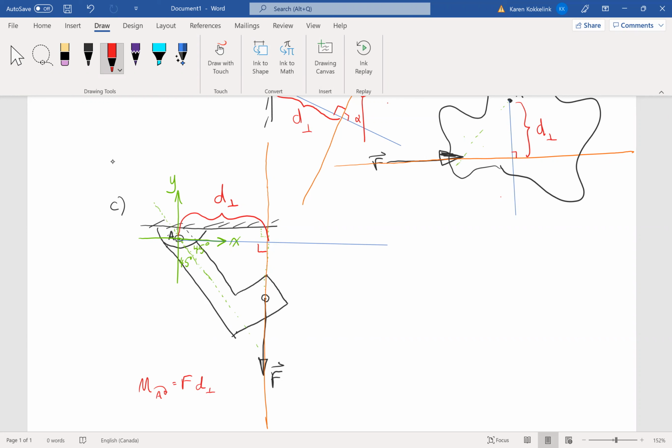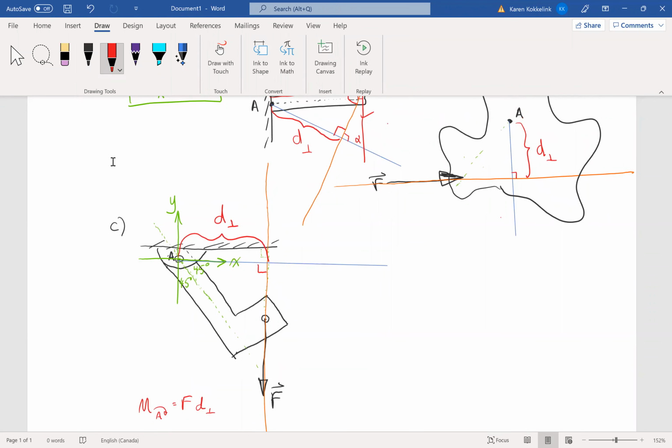So I hope this video helps you to figure out what the perpendicular distance is. We do need to apply some of our geometry knowledge, mostly Pythagorean's theorem, to figure out the value of that perpendicular distance. But it's very important to know the strategy of how to find what that distance is in order to get the magnitude of the moment correct.